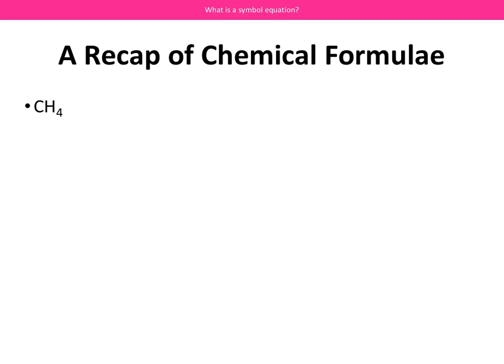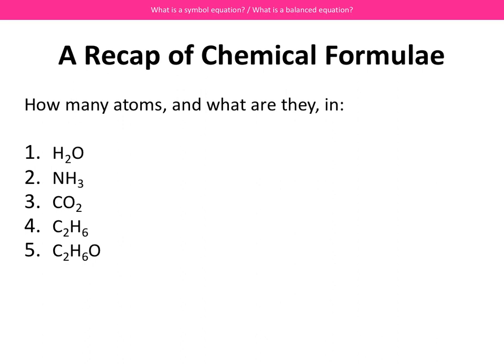So the first thing to stress is that the subscript numbers, the small numbers, always refer to the element that they come after. So that 4 only refers to hydrogen in this CH4. So what that CH4 means is that we have 1 carbon atom and we have 4 hydrogen atoms. I want you to pause the video and have a think about each of those formulae and write how many of each atom you think there are, and then compare your answers with mine. So pause the video now.